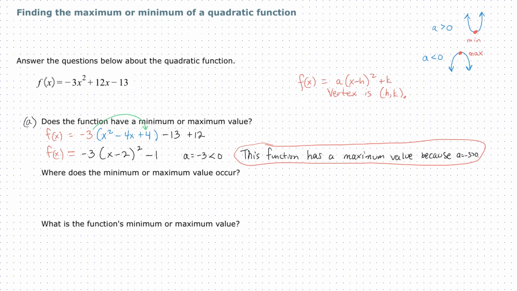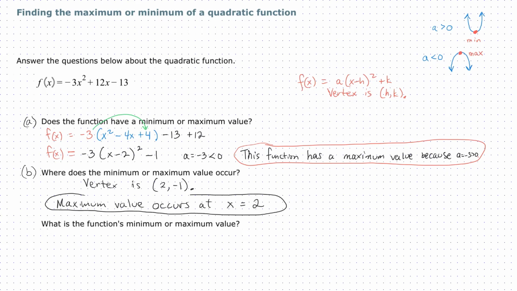Well, we could read that from the vertex. The vertex is, parentheses, 2 comma negative 1. The maximum value occurs at x equals 2. Or you could say the maximum value occurs when x is 2. So where and when is often interchangeable for this question.